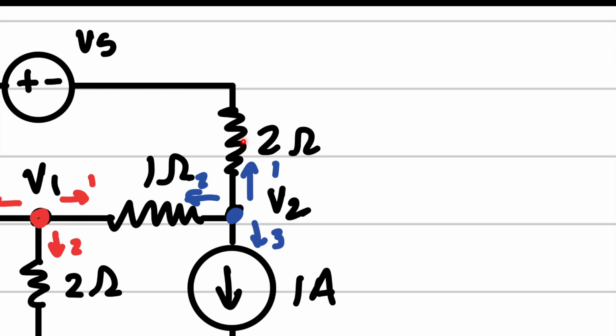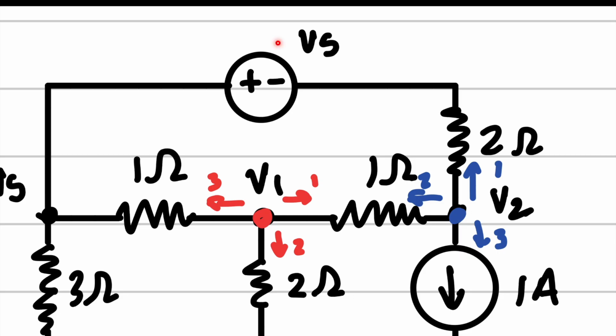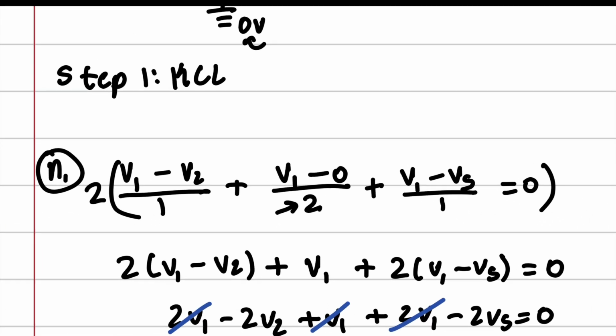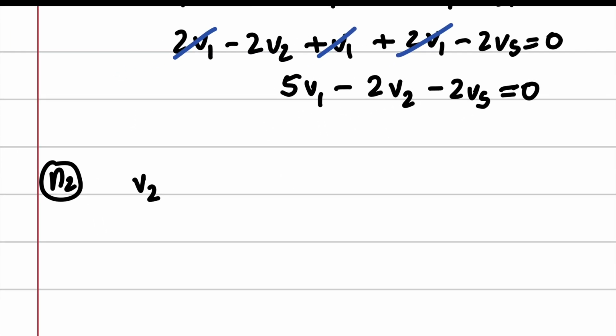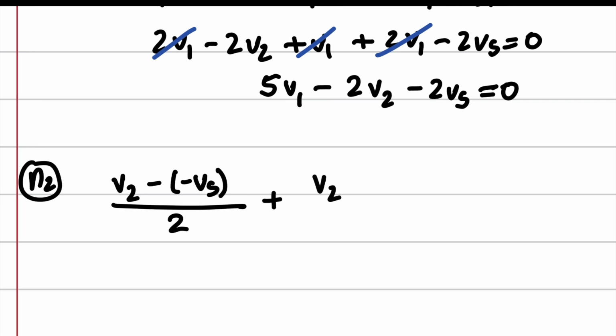Notice that we are going to the back of this battery. So that means we don't know what Vs is. So we're going to have to take the negative side of this battery, because that is the only way to maintain our coordinate system that we had chosen. So we are going to do V2 minus negative Vs over 2, plus V2, and then we're going to go back here.